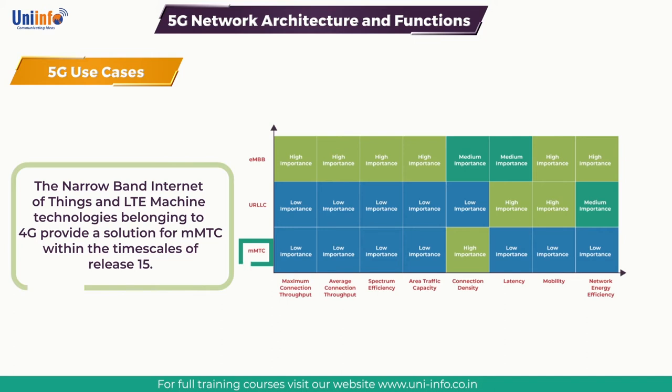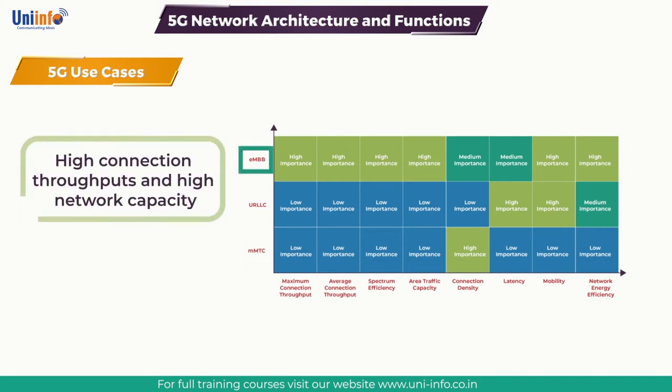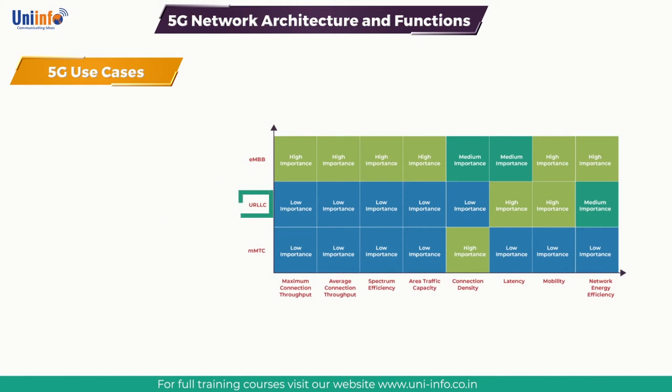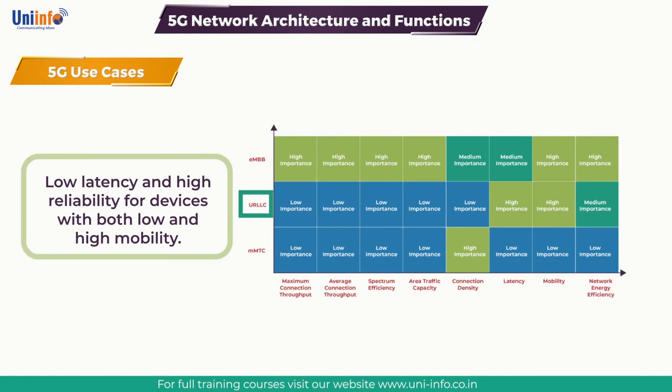For example, eMBB requires high connection throughputs and high network capacity, whereas URLLC requires low latency and high reliability for devices with both low and high mobility. The ITU-R has identified a general set of requirements and has assigned an importance to each requirement for each use case. These requirements and their importance are summarized in the first figure.